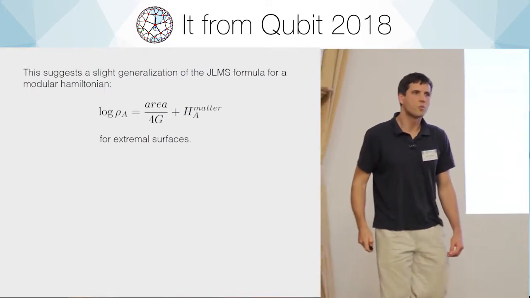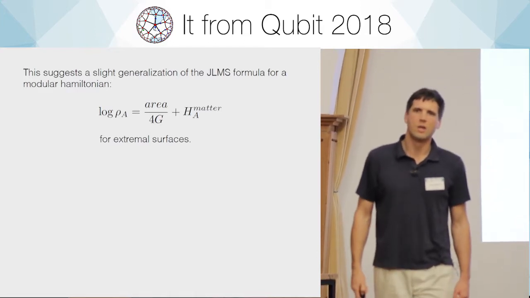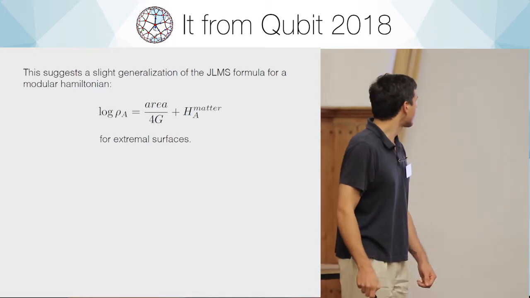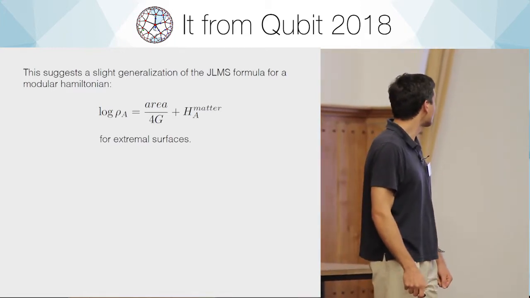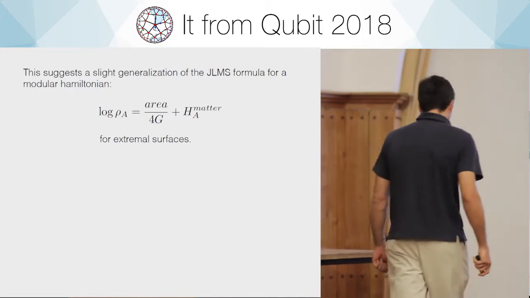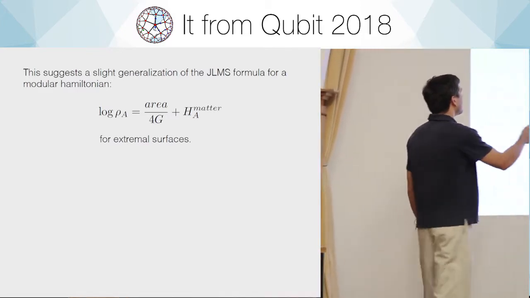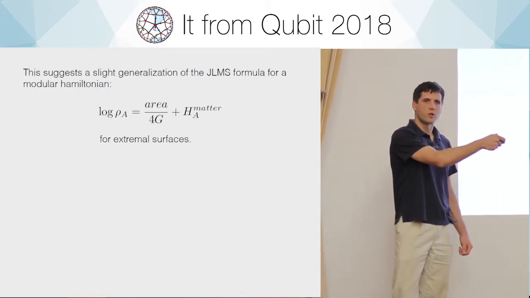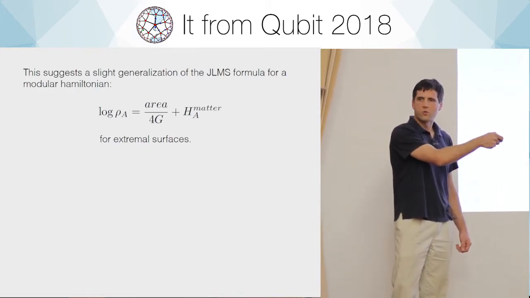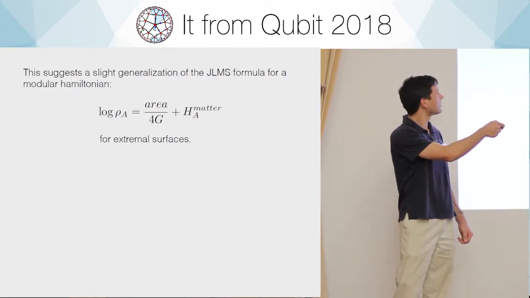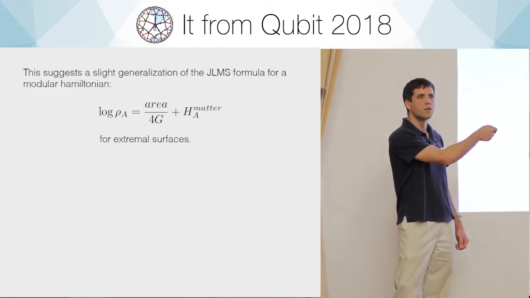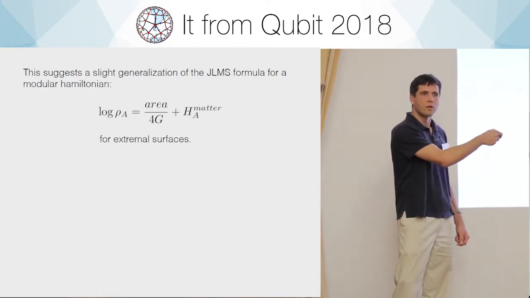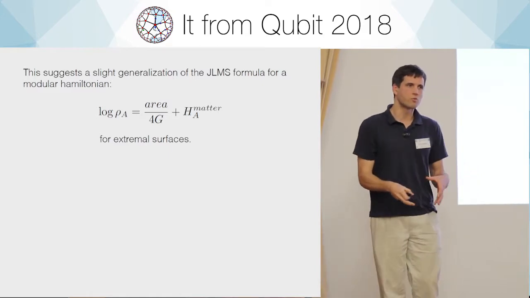One way to answer that, or one possibility, I don't know if this is the right one, is to interpret this as evidence for a slight generalization of the JLMS formula for the CFT modular Hamiltonian, rather. So what they said was that the modular Hamiltonian is given by the area plus the bulk modular Hamiltonian, and this applied to extremal surfaces, because this is the area of some Ryu-Takayanagi surface, or HRT surface, and the matter modular Hamiltonian inside that enclosed region.